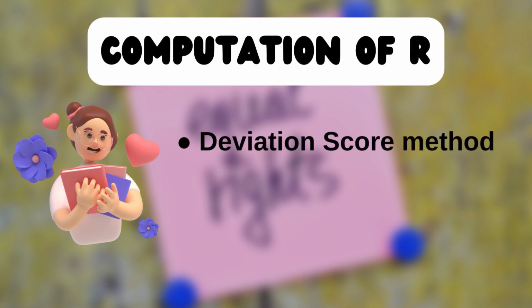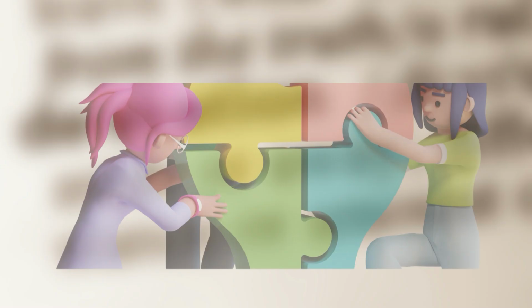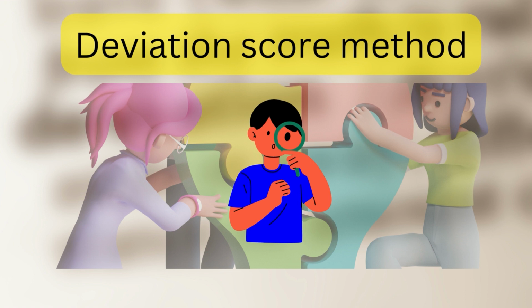Now we will learn about the computation of this correlation coefficient with two methods today. One is the deviation score method and the other is the raw score method. As the name suggests, deviation is the deviation of the score from the mean, and raw score is the original score which you get. So let's get started with the deviation score method.